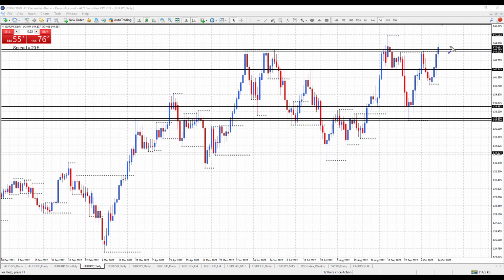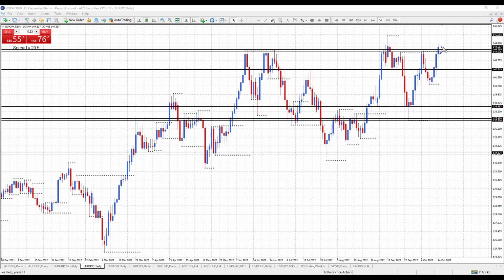Alright traders, moving on to the euro yen now. Now I was anticipating this pair to be moving down, however clearly it's not. It's moving back up to retest resistance where it's failed at before. So it did close on Friday above this monthly resistance level here at 144.26. And the next level of monthly resistance is at 145.68.